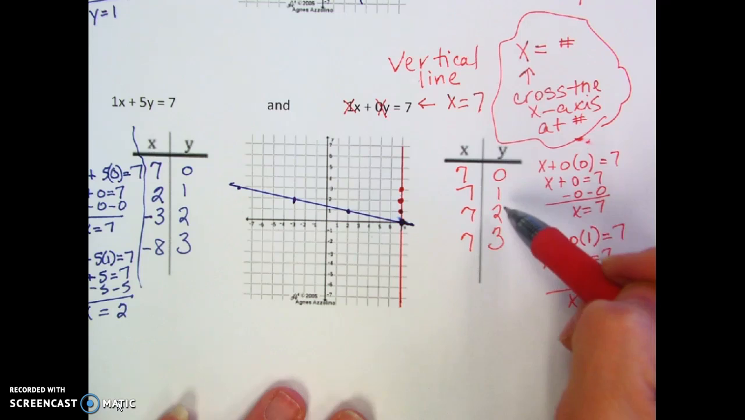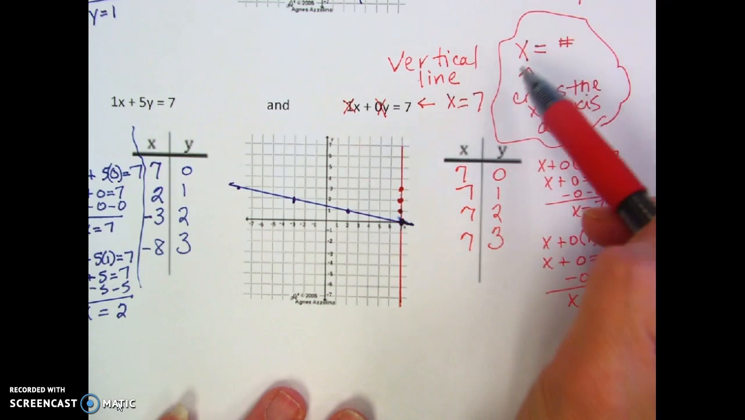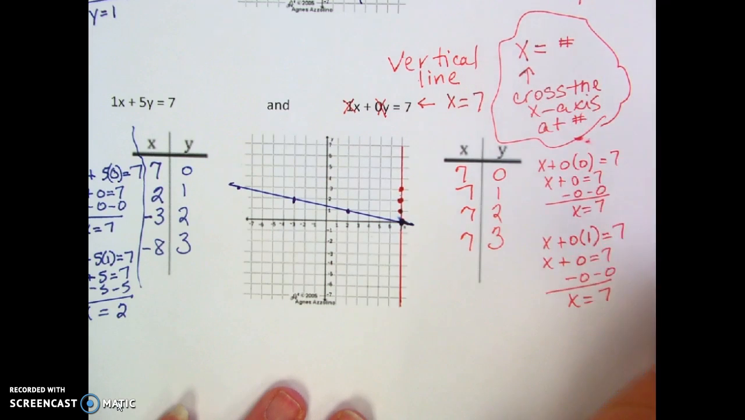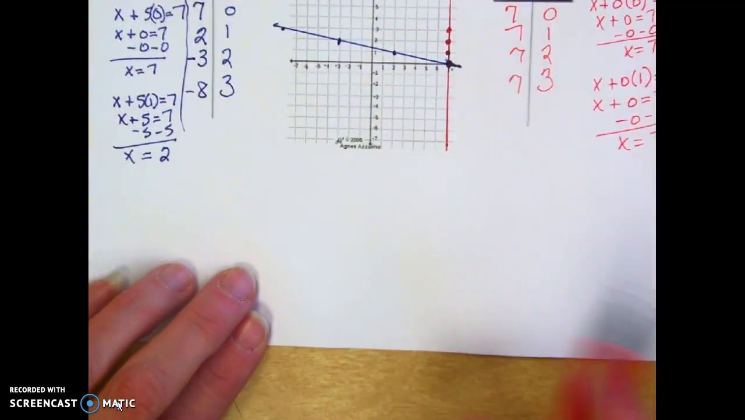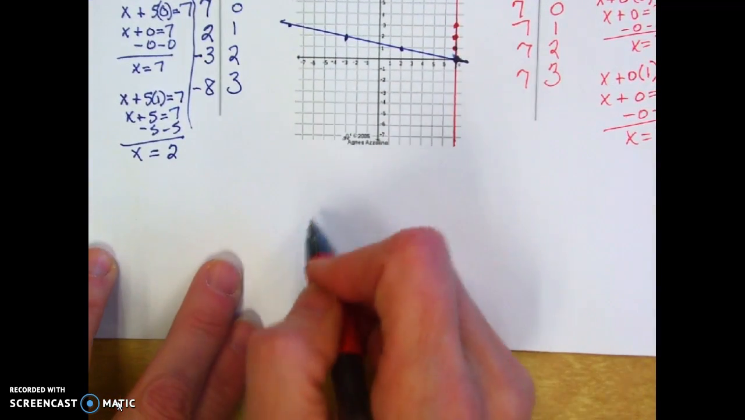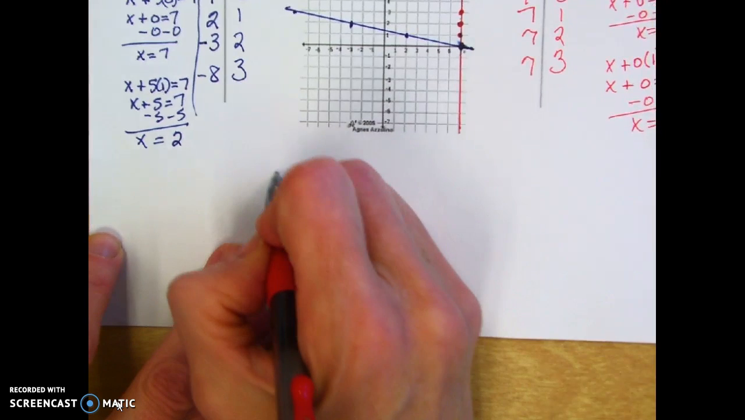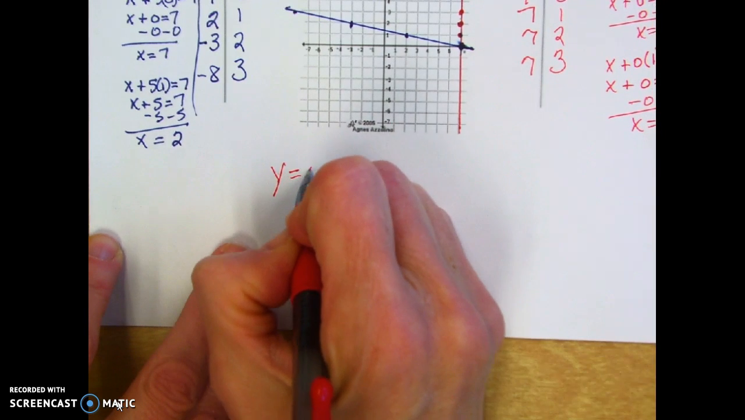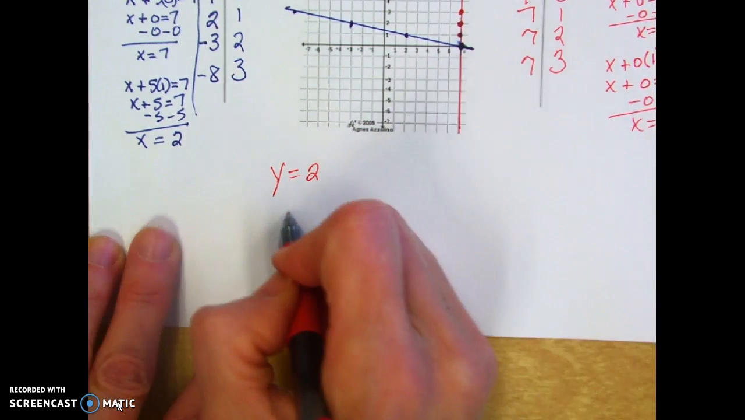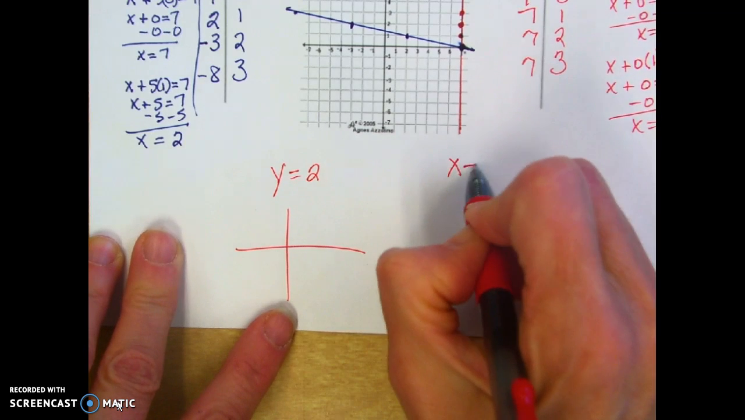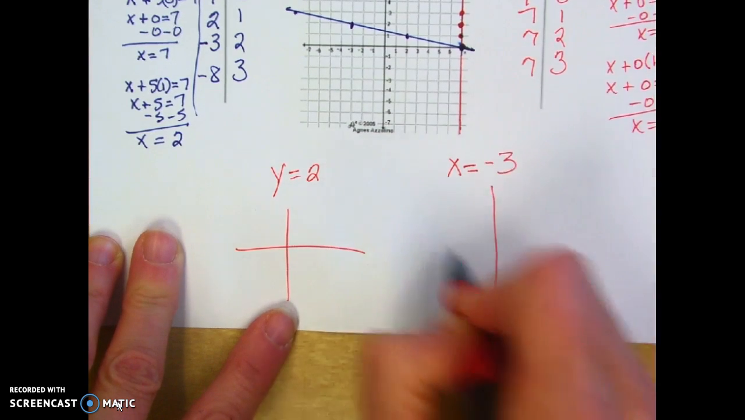So we don't really need to make this table. We should be able to just look at this equation and be able to graph it. So I'm just going to put a couple real quick ones down here at the bottom. If I want to graph, let's say y equals 2, and I want to graph x equals -3.